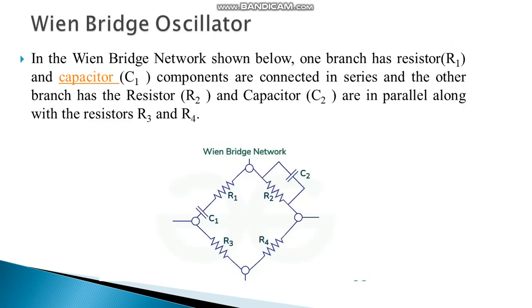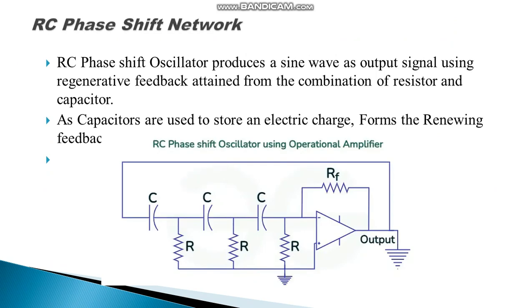The Wien bridge network is shown in the figure. One branch has the resistor R1 and the capacitor C1. The components are connected in series, and the other branch has a resistor R2 and capacitor C2. Capacitor C2 is connected in parallel along with R3 and R4. So this is the Wien bridge network. Here R1 and C1 are connected in series, R2 and C2 are connected in parallel.